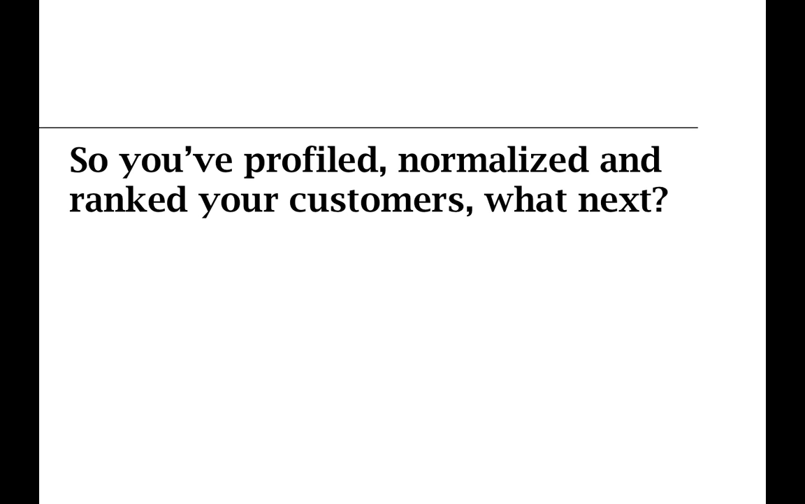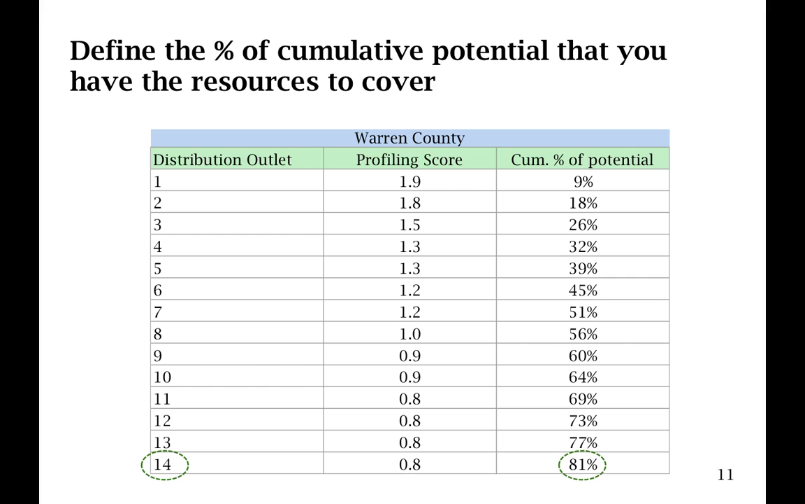So you've profiled, normalized, and ranked all of your customers in Warren County. What next? Well, the next step would be to define the percentage of cumulative potential within Warren County that Natural Light has the resources to cover. So in the first column, we're looking at the distribution outlets themselves. These are supermarkets, liquor stores, bars, restaurants, etc. In the middle column, we're looking at the actual profiling score that gives you a combined understanding of their category potential and their share of Natural Light. And in the right-hand column, we see the cumulative percentage of total potential that each customer represents.